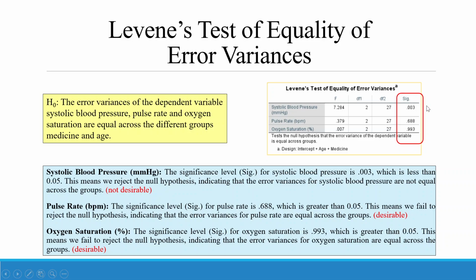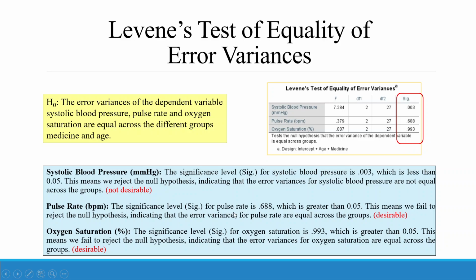Systolic blood pressure, p-value less than 0.05. Pulse rate, p-value more than 0.05. Oxygen saturation, p-value more than 0.05. Now let's write the interpretation for systolic blood pressure. The significance level for systolic blood pressure is 0.003, which is less than 0.05. This means we reject null hypothesis, indicating that the error variances for the systolic blood pressure are not equal across the groups. This is not desirable. Deliberately, I have entered one such column to make you understand what is desirable and what is not desirable. So this is not desirable. All the p-values should be more than 0.05.